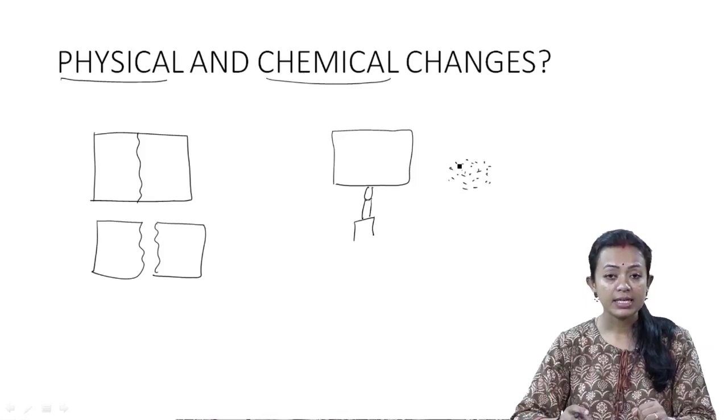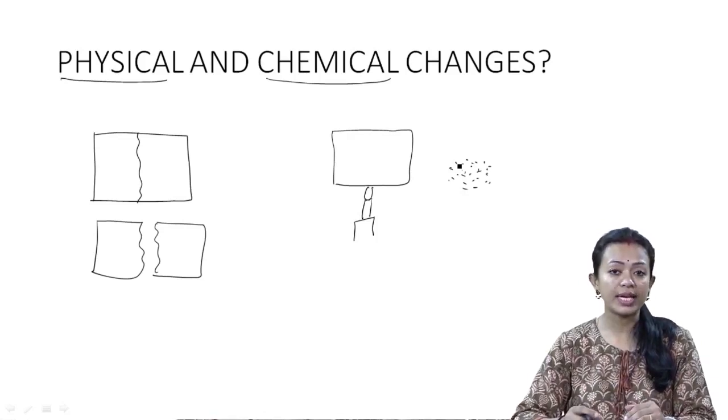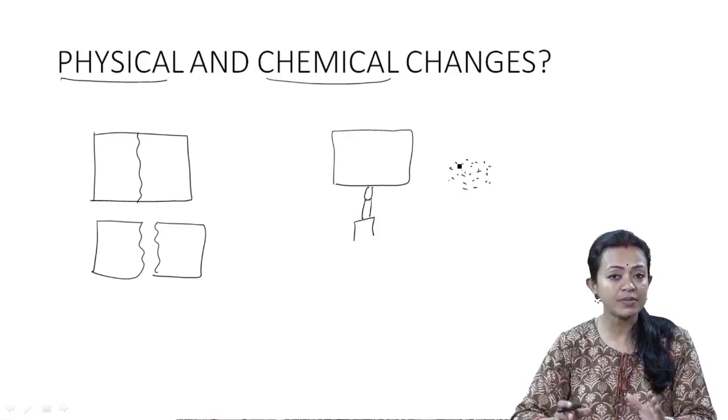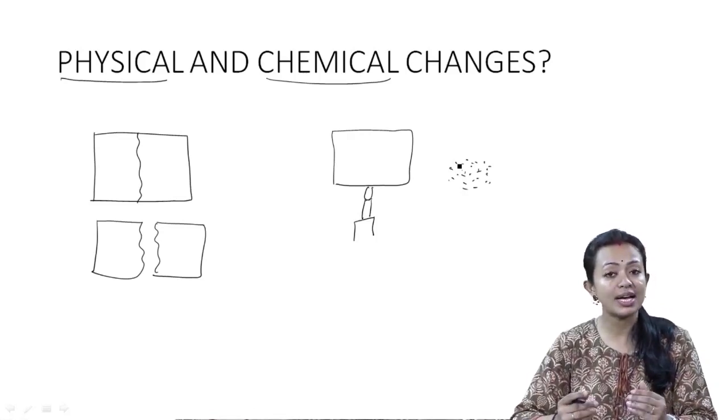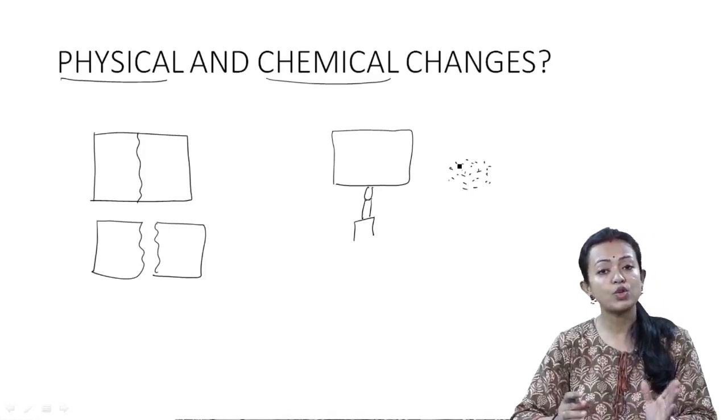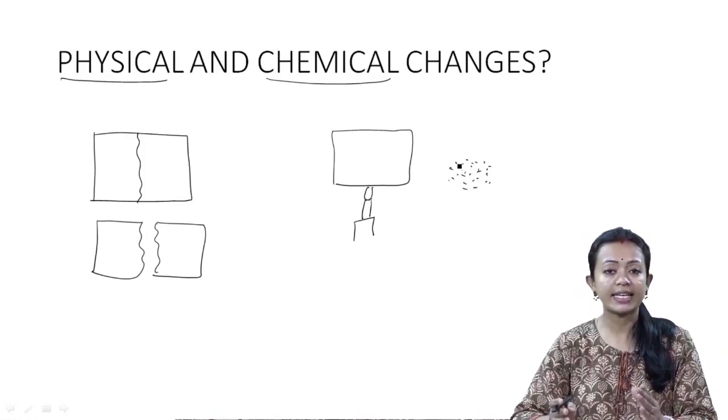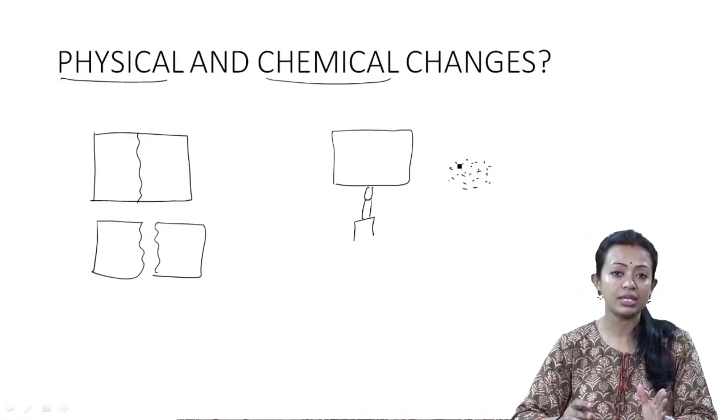But suppose your mother has cooked your favorite dish. Before the cooking, the ingredients had a specific shape, size and chemical composition. But once she has made it, we find that a new substance has been formed which cannot be reversed back to the original form, and thus it is a chemical change.